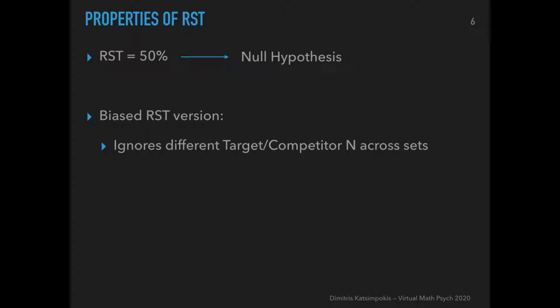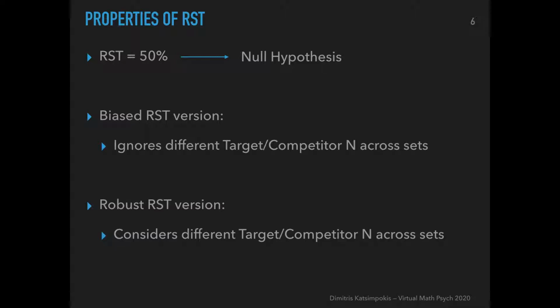In one frequently used version of the RST, the target competitor observations are collapsed into one large set. This, however, ignores potential differences in the number of observations in target competitor choices across the two choice sets. In the case that the sample size of target competitor observations is unequal across the two choice sets, this RST approach can produce biased results in the direction of the choice with the largest number of observations.